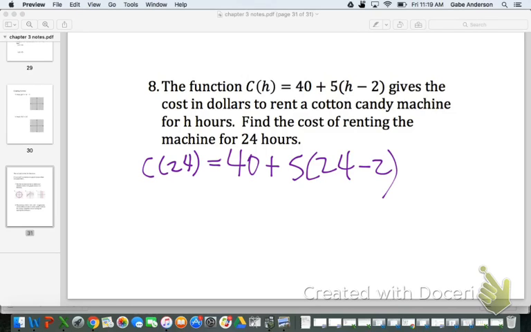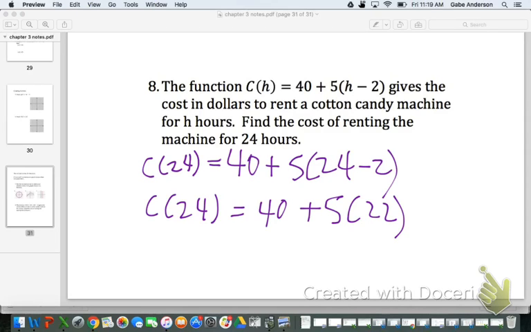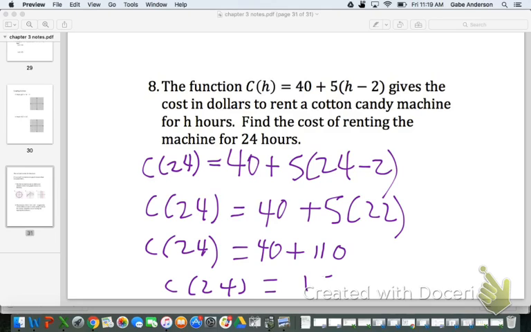And then after that, you could distribute or you could do order of operations. Why not just do order of operations? What's 24 minus 2? 22. So you could just say C of 24 equals 40 plus 5 times 22, but you can do it either way. So 5 times 22 is 110. So I think our final answer would be C of 24 is equal to 150. What would be the units on the 150? Dollars. Yep, $150 to rent this machine for 24 hours.